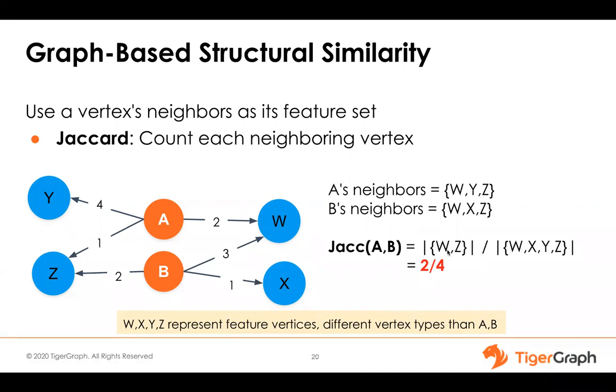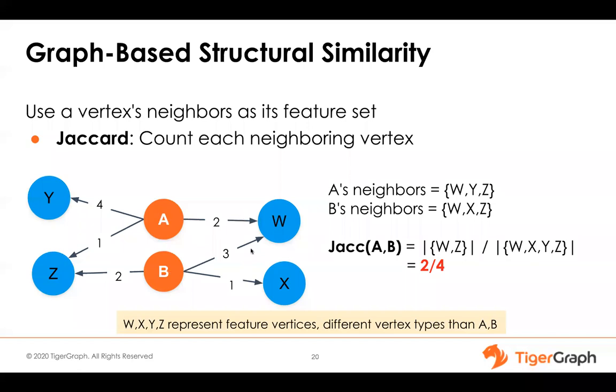So what do they have in common? They have W and Z. And what is the total combined set, the union of those two sets? That has 4 items, and the intersection has 2 items. So the Jaccard similarity score is 2 divided by 4, or 0.5.